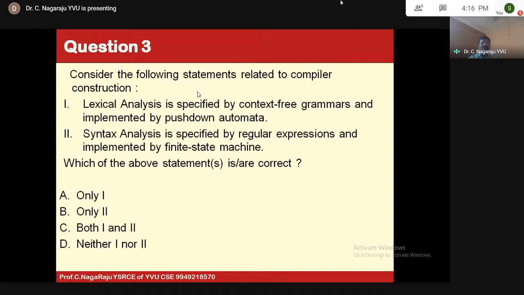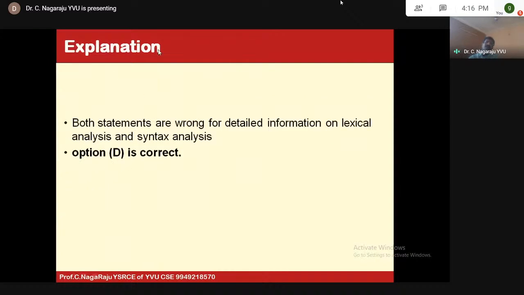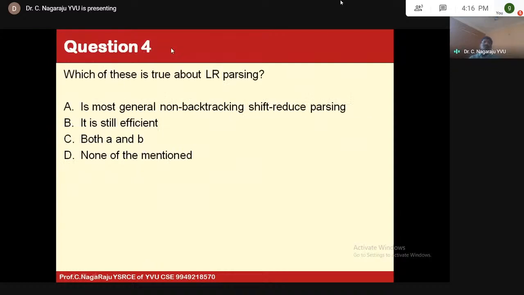Analysis and problem solving skills. So both the statements are wrong. For detailed information, see lexical analysis and syntax analysis. D is the correct answer.